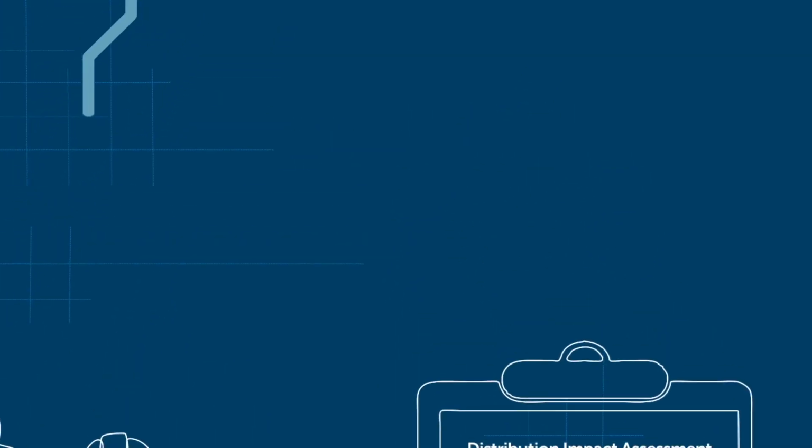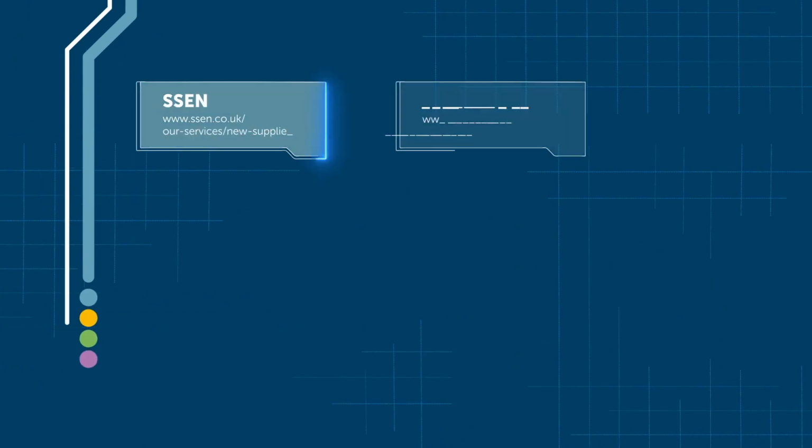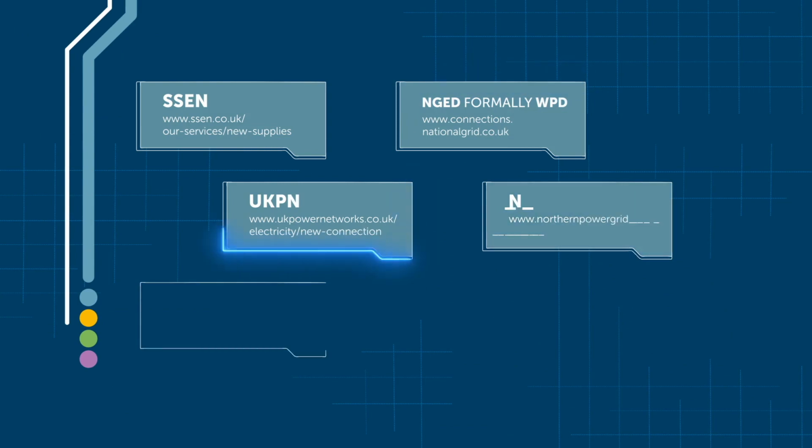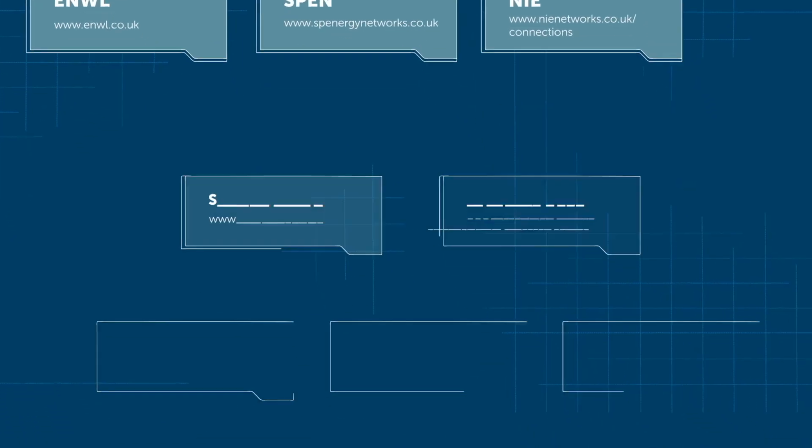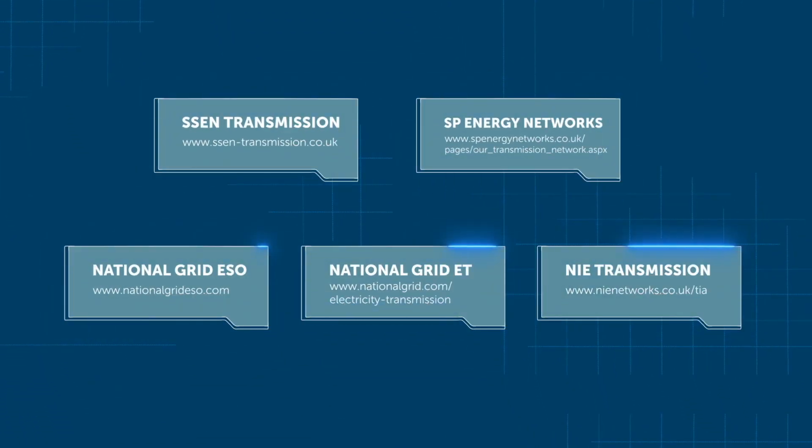Customers seeking a connection to the distribution electricity network should apply to the relevant DNO in accordance with the geographical location of their proposed site or project. Information on how to apply can be found via the below links. Customers seeking a connection to the transmission electricity network should apply to the relevant ESO and TO in accordance with the geographical location of their proposed site or project. Information on how to apply can be found via the below links.